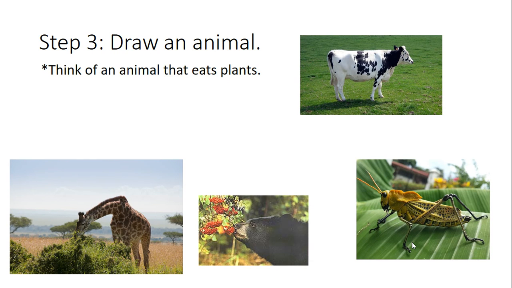Step 3, draw an animal. Think of an animal that eats plants. Here are examples of some animals that eat plants. We have a giraffe, a bear, a cow, and a grasshopper.